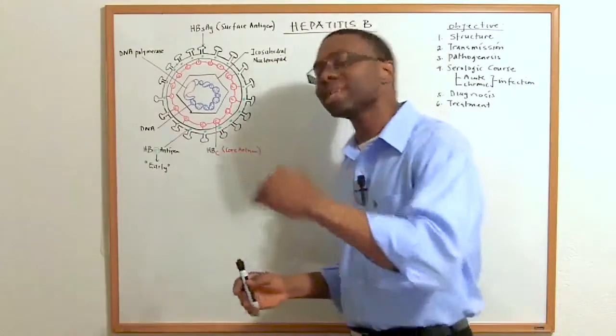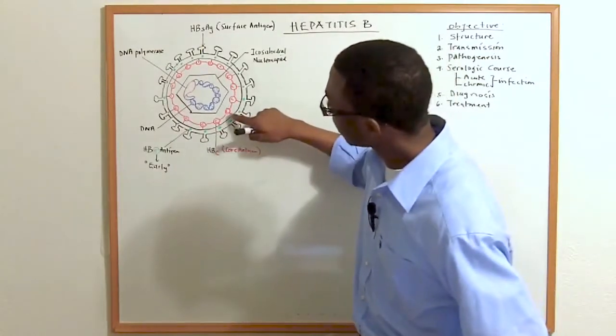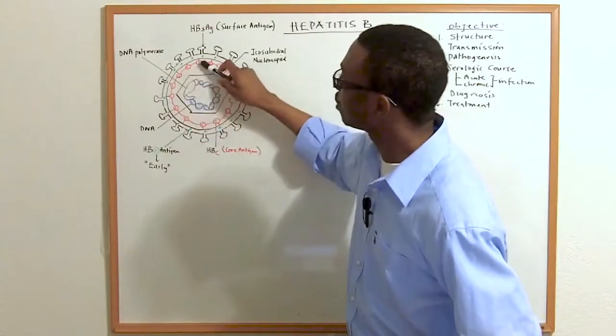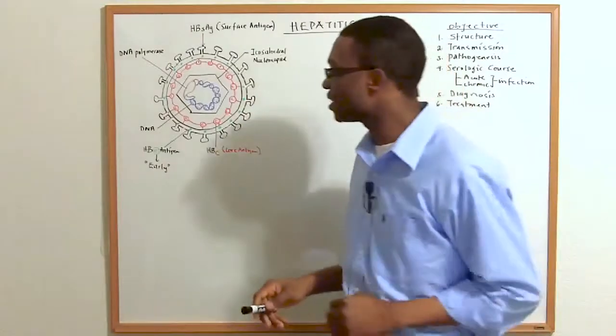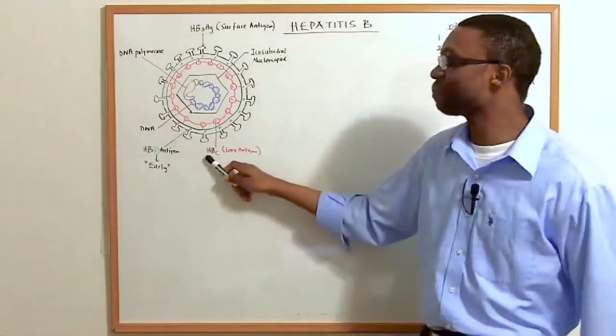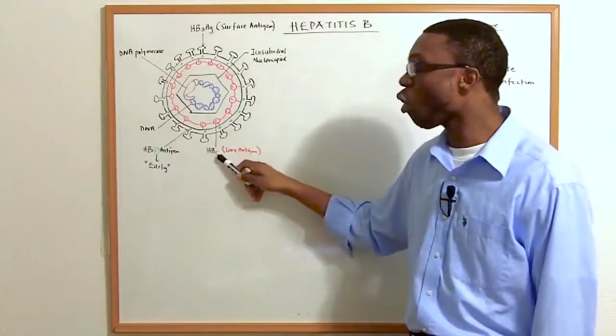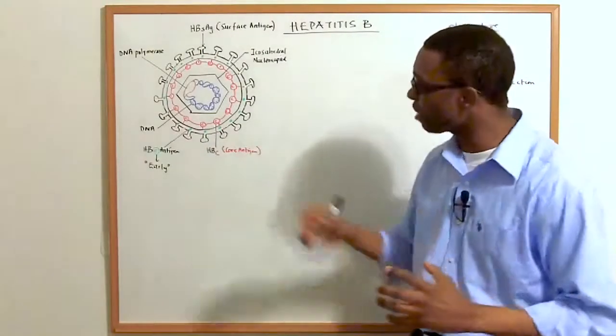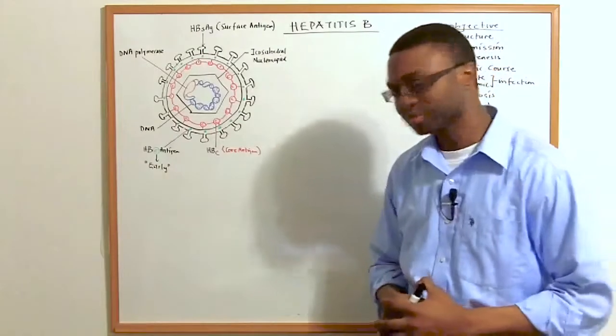Then we move a little bit inside the virus and we meet this guy that looks like they're in a chain. I drew them out as C. C will stand for what? The hepatitis B core antigen. That's the guy that's inside the virus. That's called the core antigen.